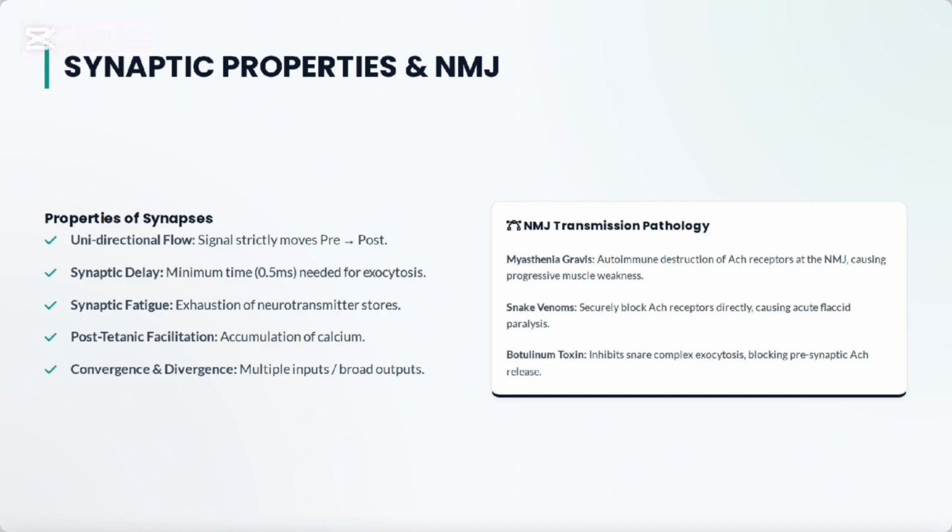Myasthenia gravis, an autoimmune disease where the body destroys its own acetylcholine receptors, causing severe muscle weakness. Snake venoms block acetylcholine receptors, directly causing sudden dangerous flaccid paralysis. Botulinum toxin, Botox, blocks the machinery needed to release acetylcholine from the nerve in the first place.